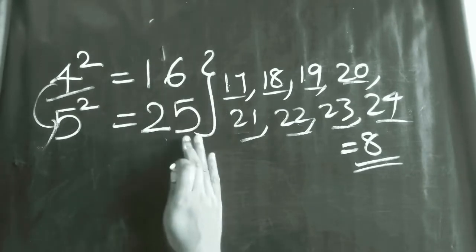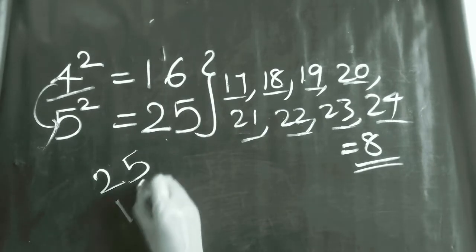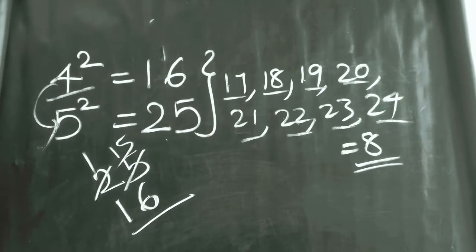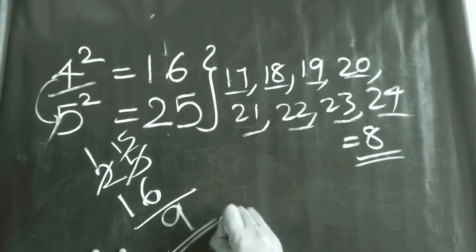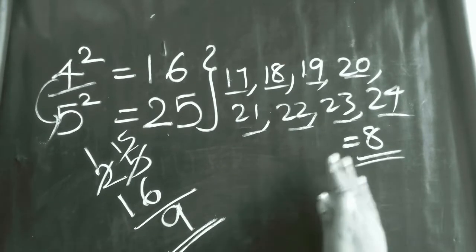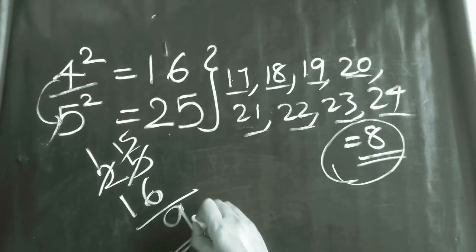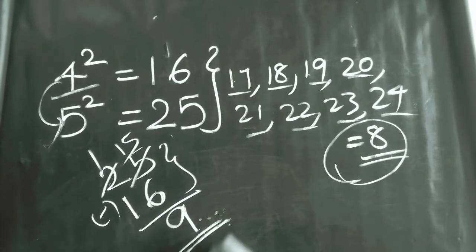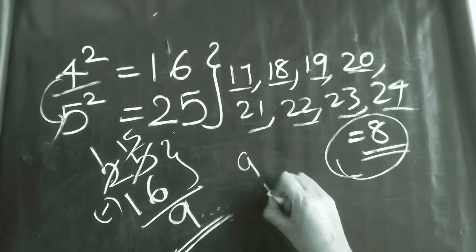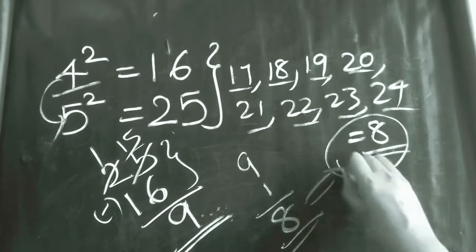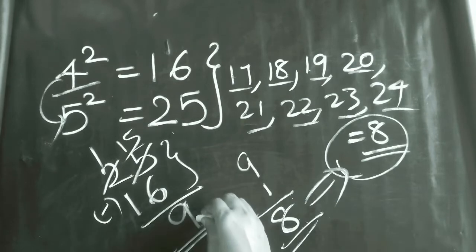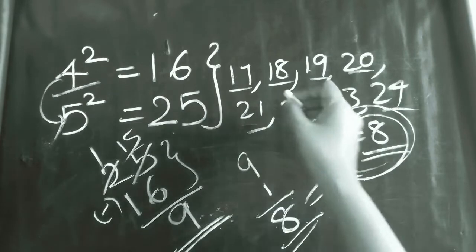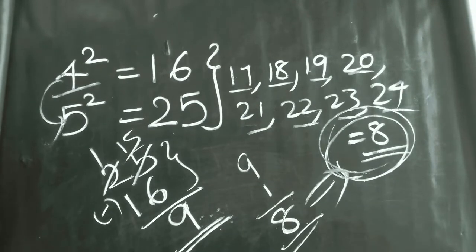Next you need to subtract these numbers. So 25 minus 16. So we get 9. So your answer will be 1 less than the difference of 2 squares. We have done the difference of 2 squares, which is 9. 9 minus 1 is 8. So we can say 1 less than the difference of 2 squares will be the count of your non-square numbers.